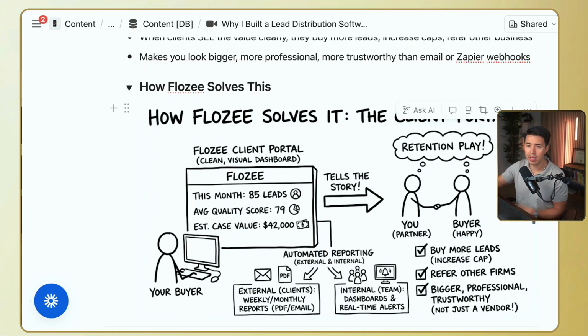So internally, you can get a Slack notification or email notification around your buyers, caps, or anything like that. Externally, the clients can get a weekly email report with all of their leads, their quality, and all of that, so that you're always staying top of mind, branded with your logo. And on that email, we add a button, so there's an easy way for them to rebuy more leads.